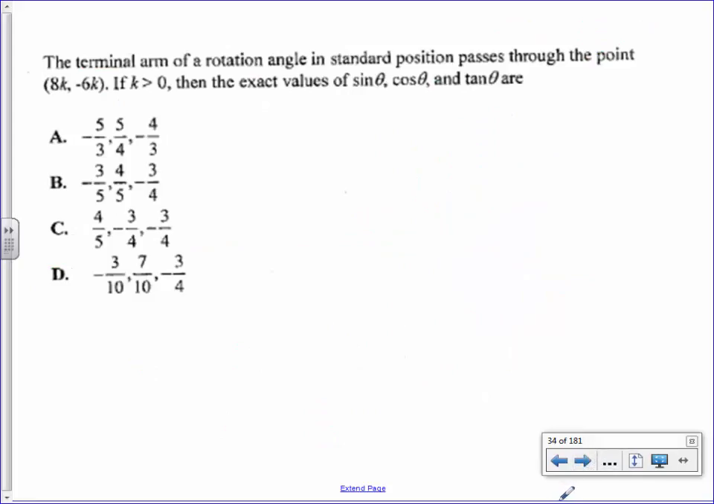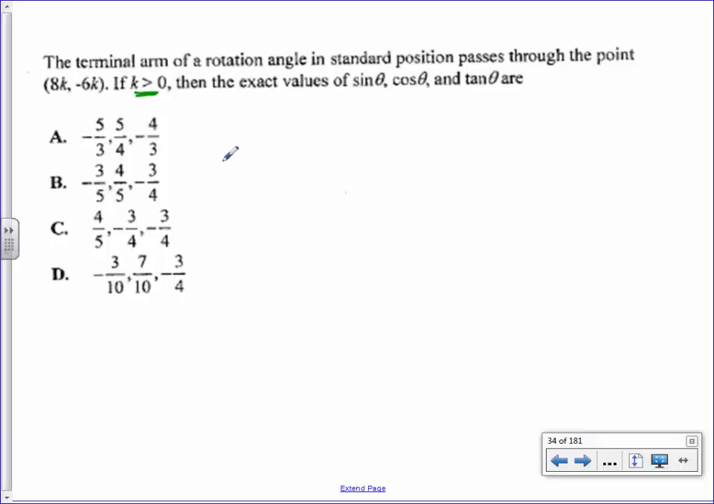Alright, so here's another old diploma question. This one's similar in concept, but there's a twist to it. Now I'm going to tell you a point, but I don't even tell you a point technically. I tell you 8k and negative 6k, and k is greater than 0. So I want to start with this. If k is greater than 0, what does that mean?